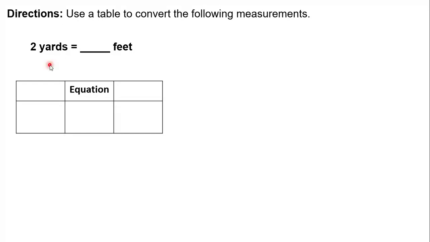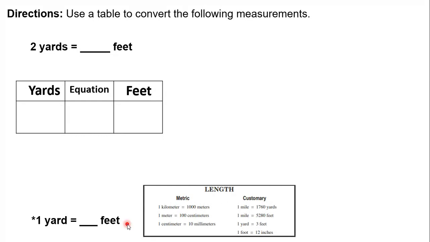Since we're starting with yards, our table is going to start with yards. We're ending with feet, so the output, or at the end, is going to be feet. Now, let's see how many feet are in 1 yard. We can use our reference sheet to help us here. So we're going to look under the length, and we can see that 1 yard is equal to 3 feet. So for every yard, there's 3 feet.